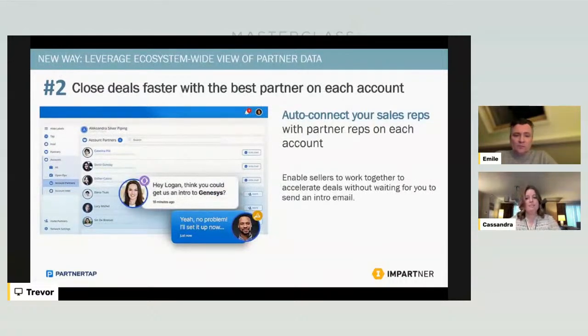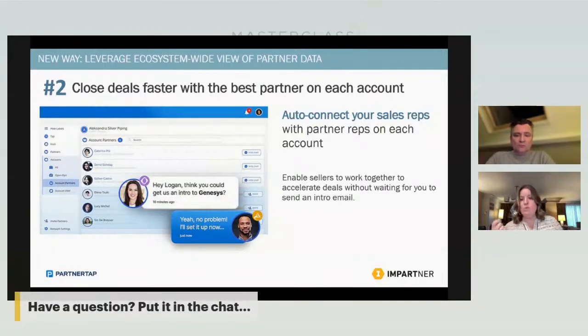So once you've identified the accounts that you really want to focus on with each partner, the next step is to auto connect the sales teams with the right partner rep on each one of these accounts, so that they can go start to work and build those relationships, so that the channel team doesn't have to make the one-to-one introductions. So having this real-time data about exactly which partner you're going to go sell with helps you close deals faster.